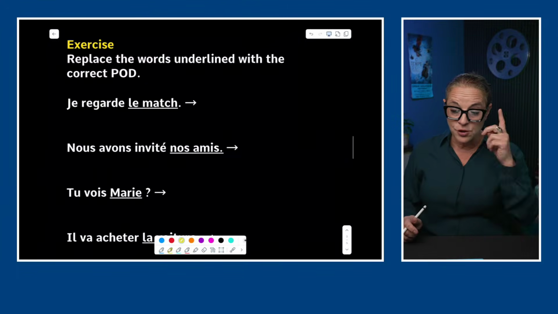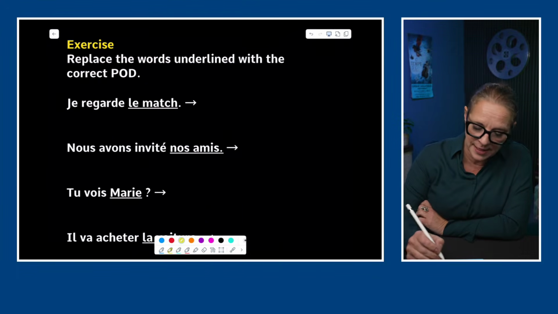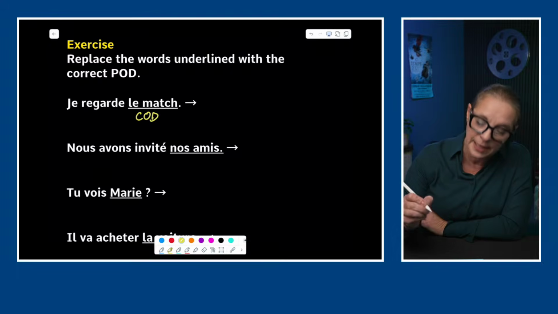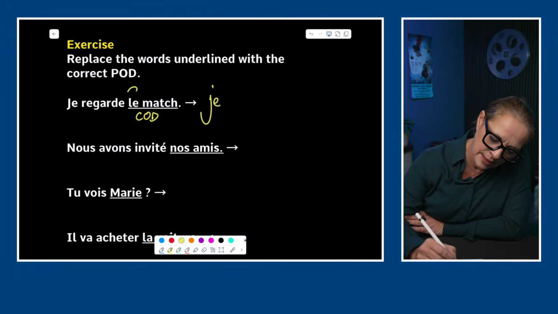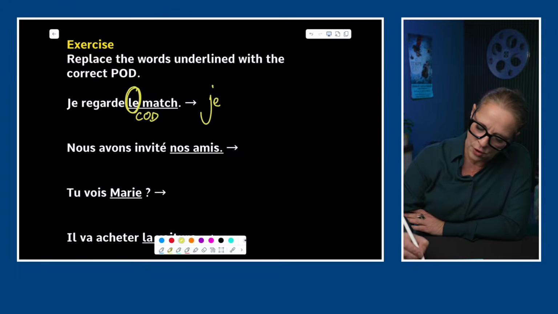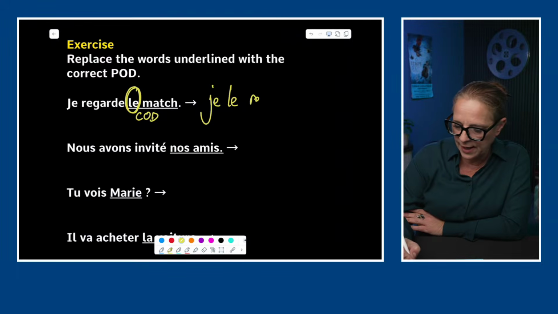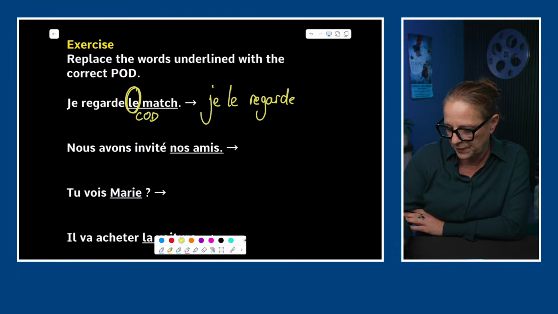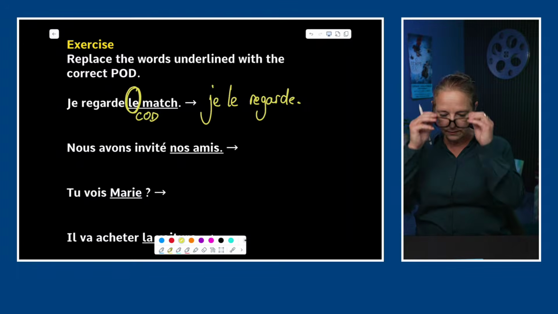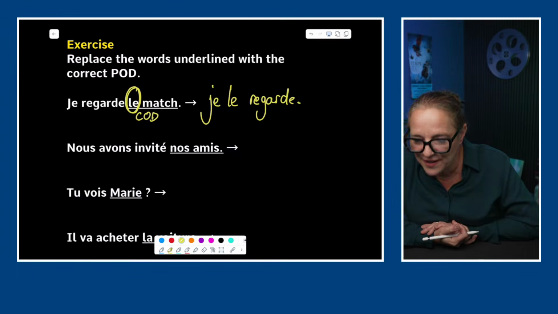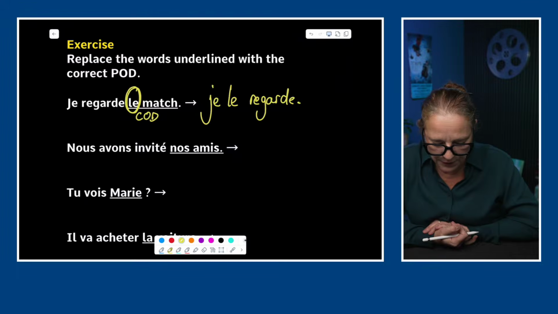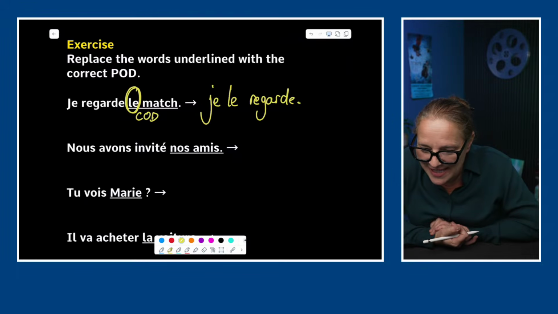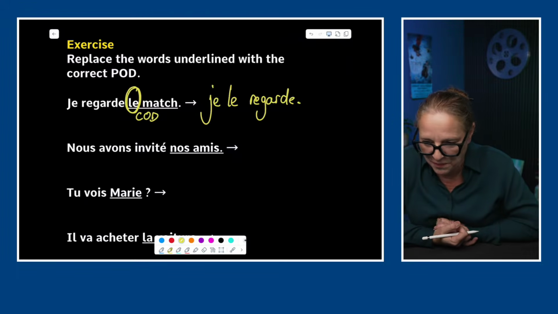Absolutely. Now, je regarde le match. You want to replace the COD by a POD, which is je. You take this, le regarde. I am watching it. Yeah? Okay. Right. So we've done that. Je le regarde. The next one is a little bit harder.